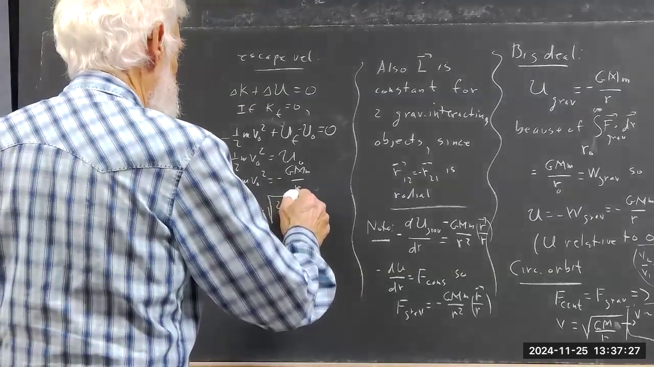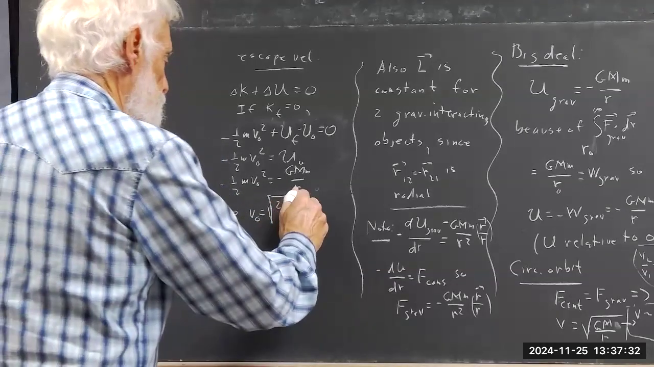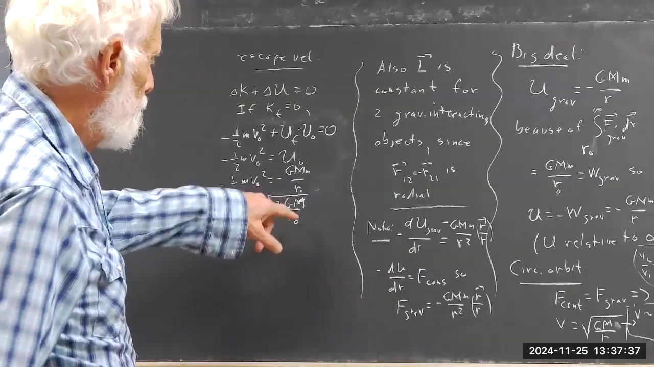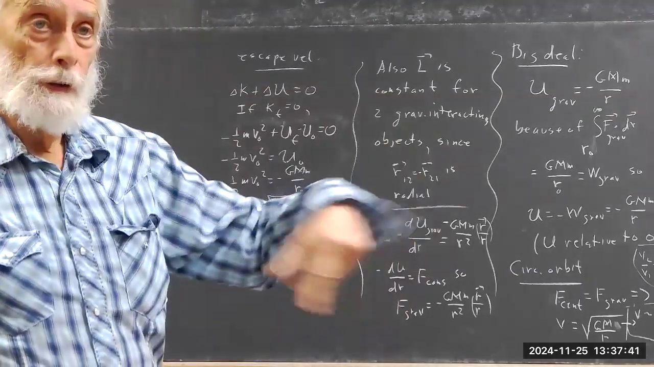That almost looks like an X there. Yeah, it certainly did to me a minute ago. So make sure we see that as 2 big G, big M over R naught. Now, how does that compare with orbital velocity?